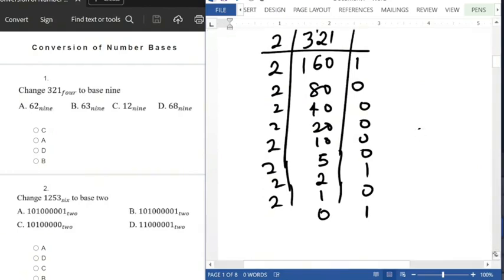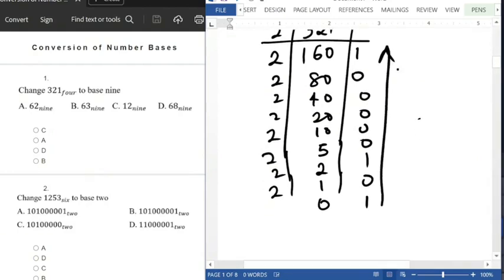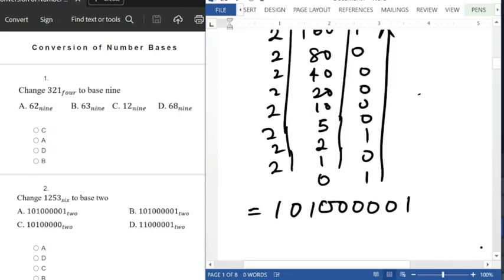In writing out the answer, we start from the bottom to the top. So which will give us 101, then we have 5 zeros, 1, 2, 3, 4, 5, then 1. So let's look at the options that we have here. 101, 1, 2, 3, 4, 5, 1. Option A is correct. Option B, 101, 1, 2, 3, 4, 5.